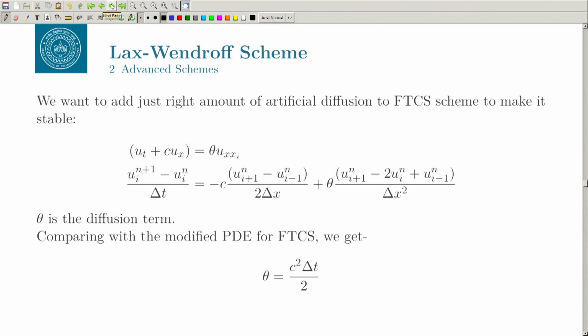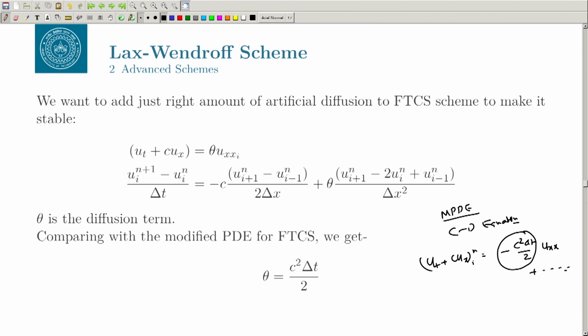Now we are discussing the last scheme, which is the Lax-Wendroff scheme. If you look at your FTCS scheme very closely, the modified equation of the FTCS scheme is a convection diffusion equation: u_t plus c u_x at i, n is equal to minus c square delta t by 2 u_xx. This we derived in the last class also, and we said that because of the negative diffusion, the scheme is unstable.